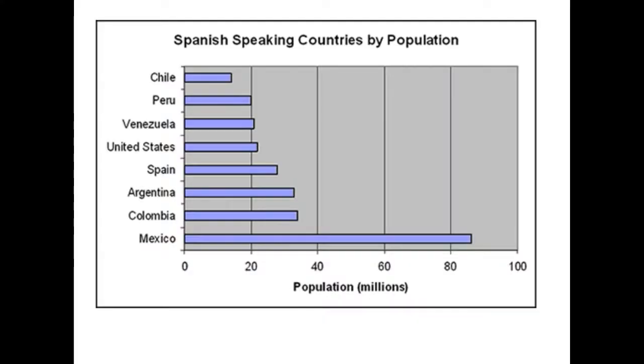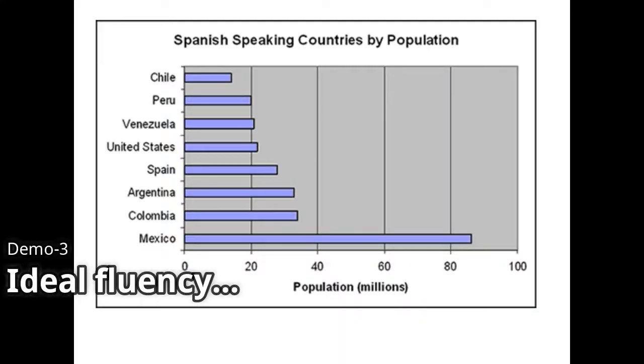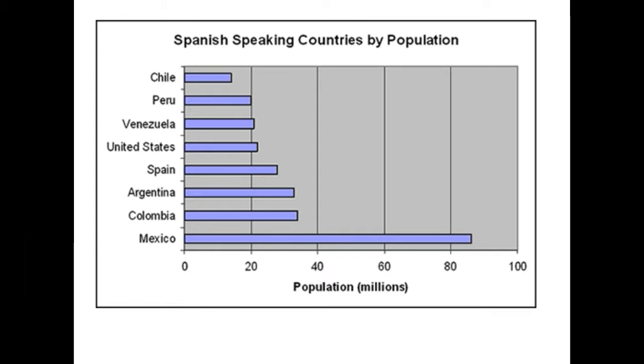So now let me give you an ideal sample of describing an image. The image here shows the number of people who speak Spanish in different countries around the world, probably North American countries, in millions. As I can see, Mexico has the highest number of people speaking Spanish, which is around 80 million, or more than that. And Chile, in contrast, has the lowest, which falls below 20 million. Interestingly, Argentina and Colombia more or less have the same number of Spanish-speaking people, between 20 and 40 million. And Venezuela and the United States also have more or less the same number, around 20 million.